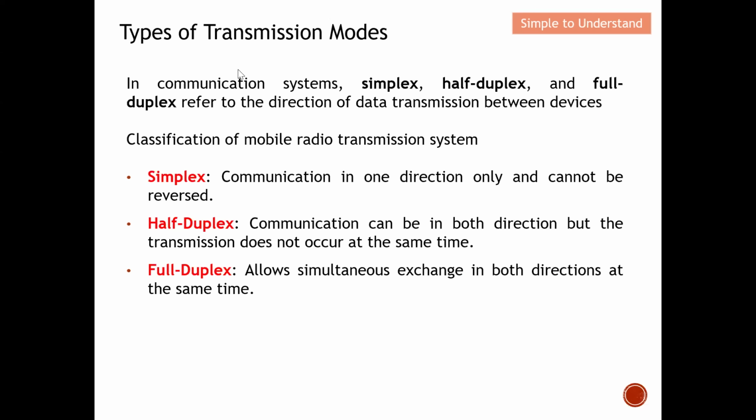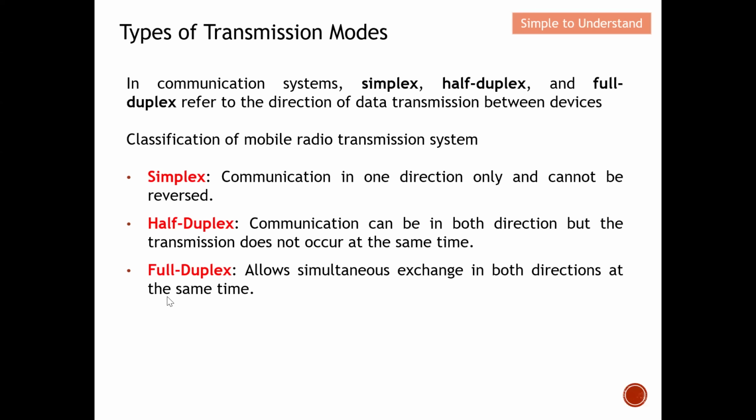Let's quickly understand the different types of transmission mode. In a communication system, we have simplex, half-duplex, and full-duplex. This refers to the direction of data transmission between devices, which means between transmitter and receiver. In the classification of mobile radio transmission systems, simplex means that communication happens in only one direction and cannot be reversed. Half-duplex means that communication can be in both directions, but the transmission does not occur at the same time, which means one by one, either transmit or receive. As for full-duplex, this allows simultaneous exchange in both directions at the same time. So this is a quick definition of the three transmission modes of mobile radio transmission systems.